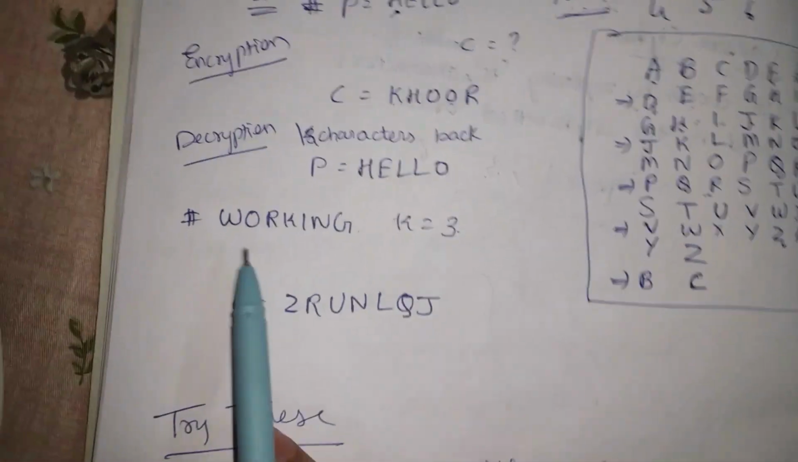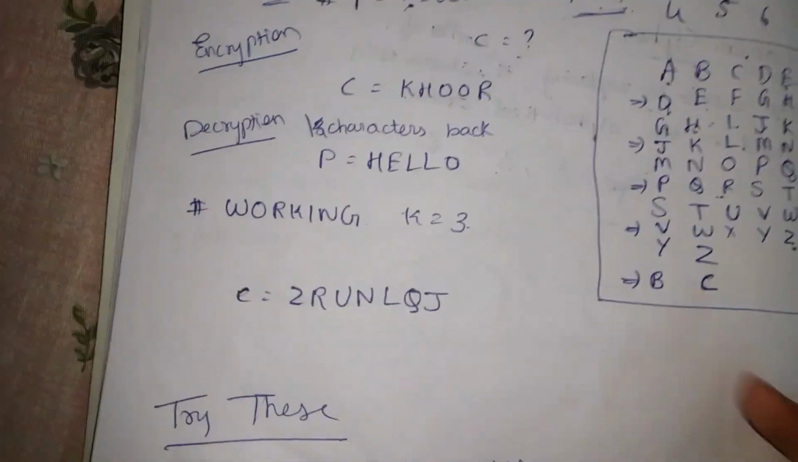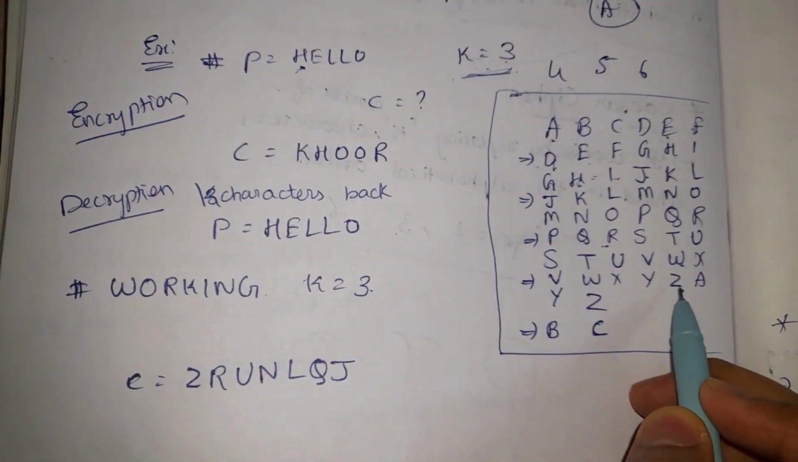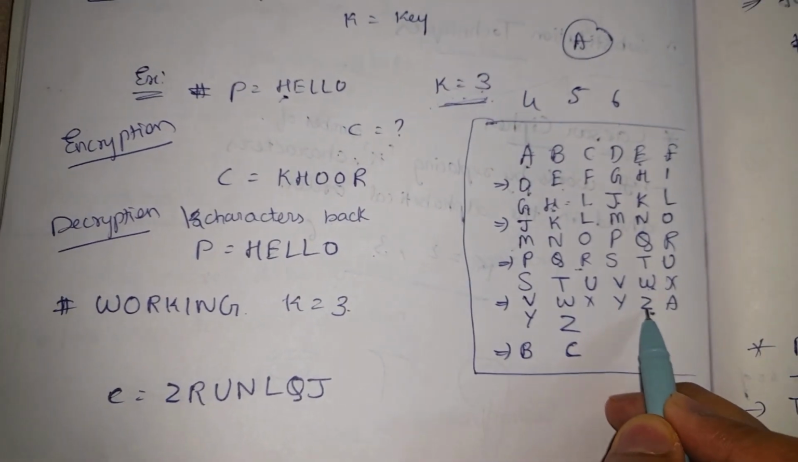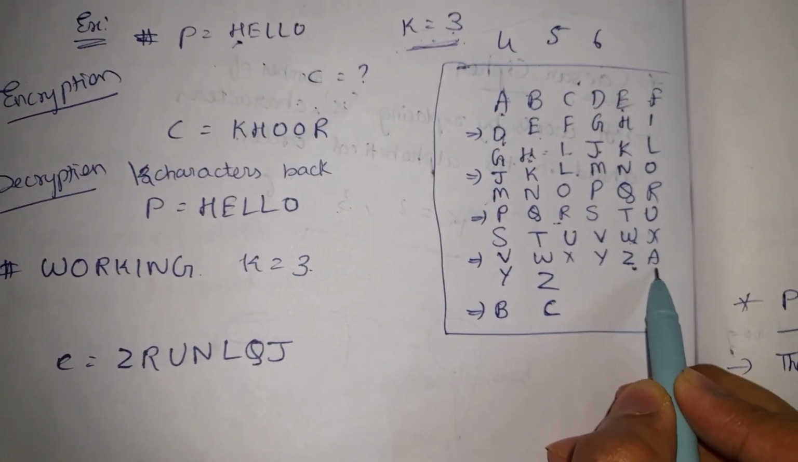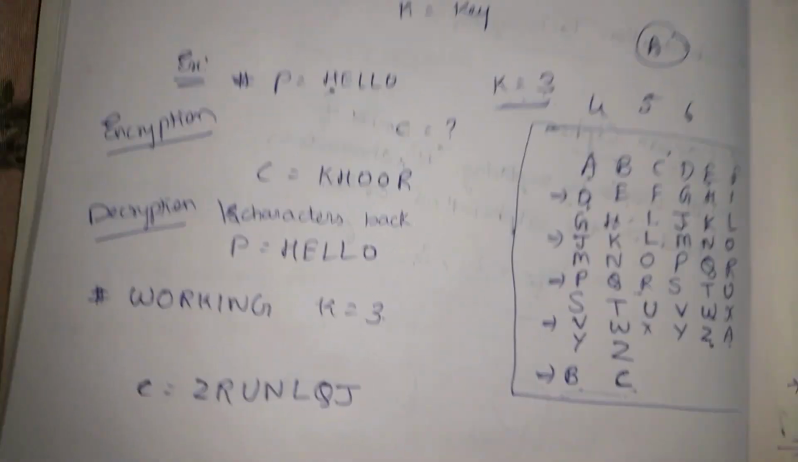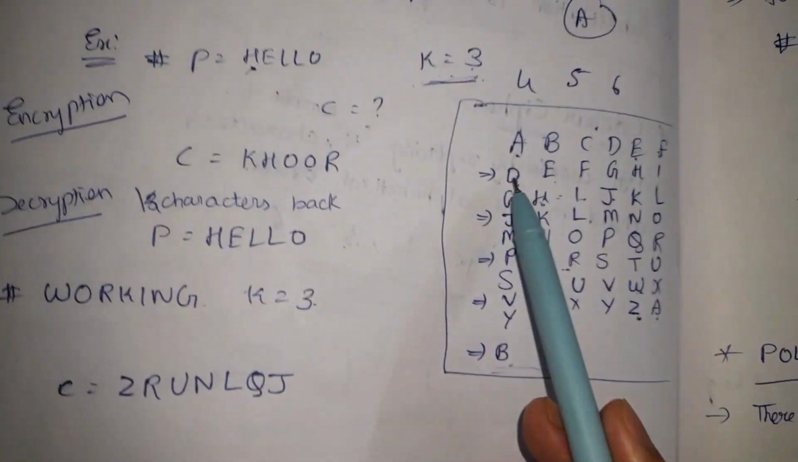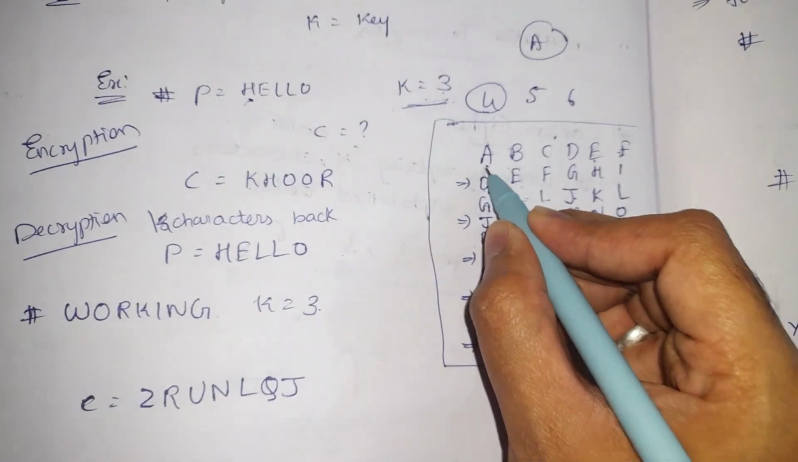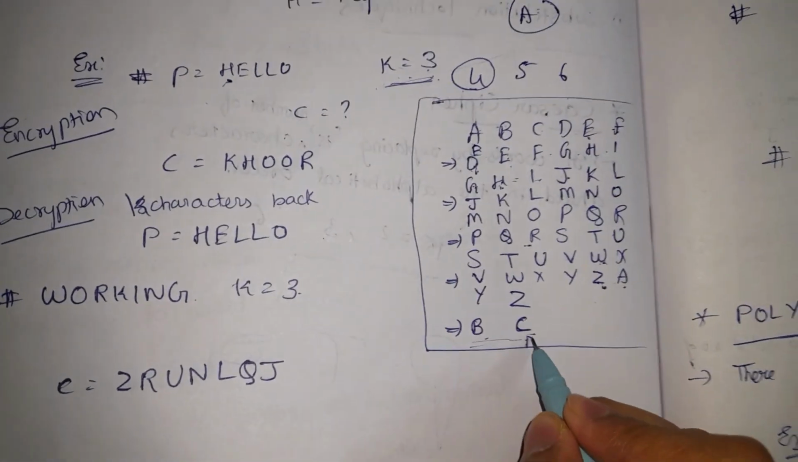Now let's see another example. I have taken the plain text as working. The K value I have taken is the same, 3. Observe this very carefully. The alphabets are from A to Z, so here I am getting Z. What happens when I get to Z? We should start again from A, B and C. We should fill all the remaining alphabets again from the start. In this case we have started from D. If K is equal to 4, I have to start from E, F, G, H, I, J and so on up to D. D will come over here.